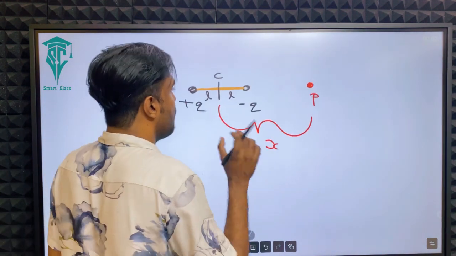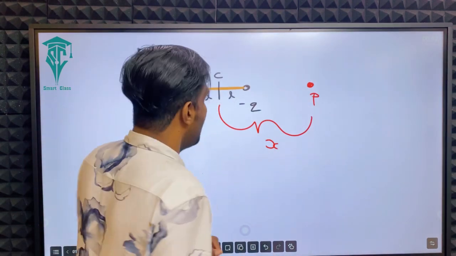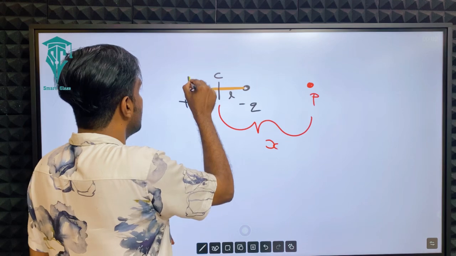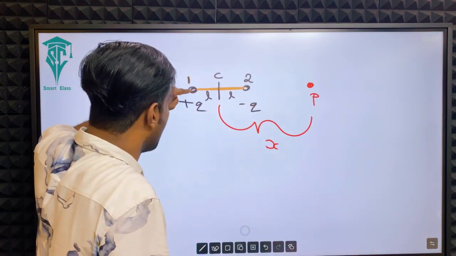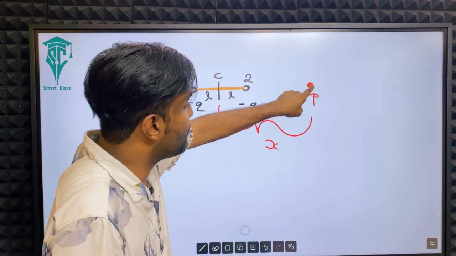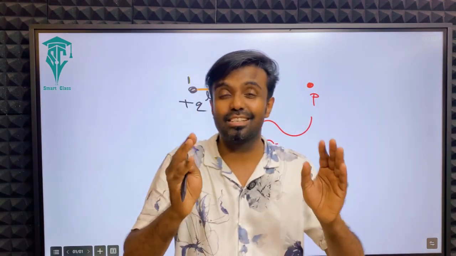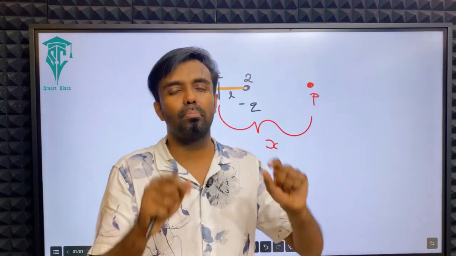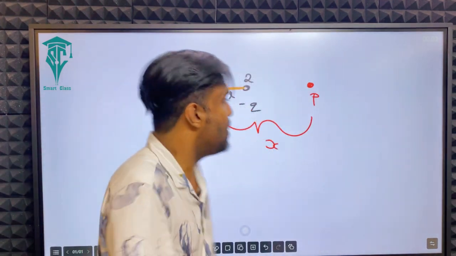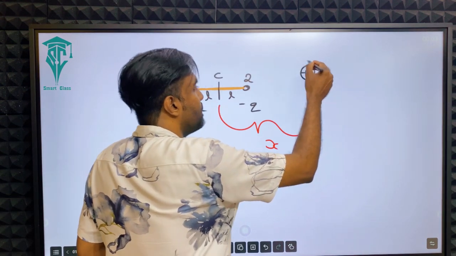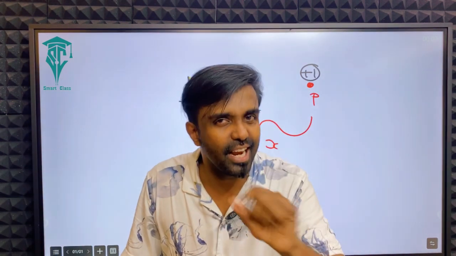For that, first I am going to consider this point charge plus q as 1, and this charge as 2. The charge plus q will exert an electric field intensity at this point. As you know, electric field intensity is a vector quantity. Please notice that. So in order to get the direction of electric field intensity, we have to place a test charge at the point P. That's very important. You must place a test charge at the point P to find the direction of electric field intensity.